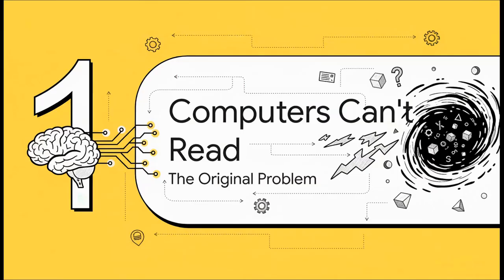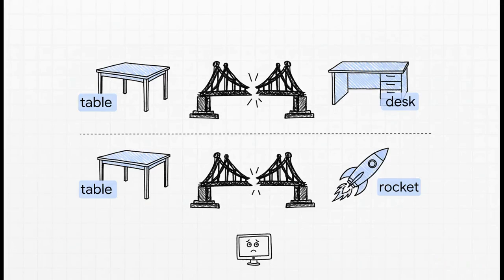Okay, so to really get how we solve this, we have to understand the core problem. And the problem is this: computers can't read. To a machine, words are just meaningless bits of data. They process. They don't comprehend. You know, in the early days, computers had no way of seeing that words could be related. They were just like different sequences of characters. So think about it. Table and desk, we know they're super similar. But to a computer back then, they were as different as table and rocket. Zero connection. The whole concept of meaning just wasn't there.